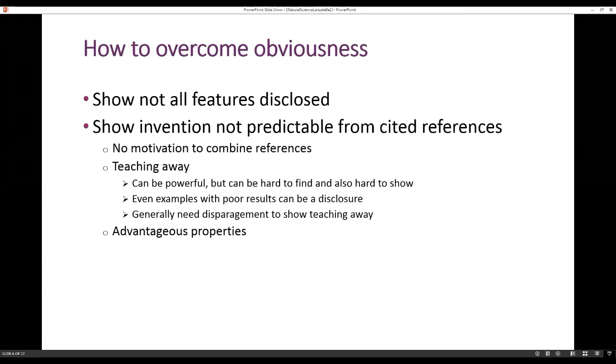Another effective argument is that the references teach away from the claimed invention. Sometimes this can be hard to show. When you can show it, it's very powerful. But the problem is that even poor results still constitute a disclosure. A reference actually needs to explicitly disparage something for it actually to be considered to teach away from the claimed invention.